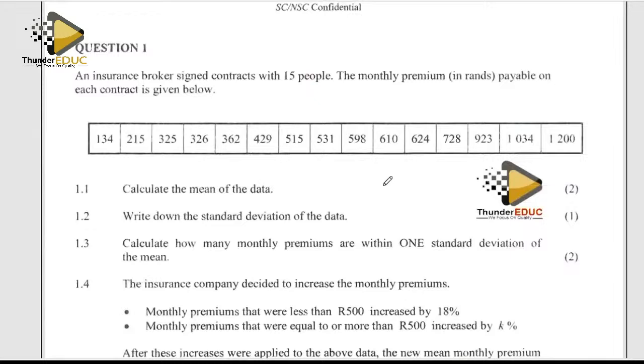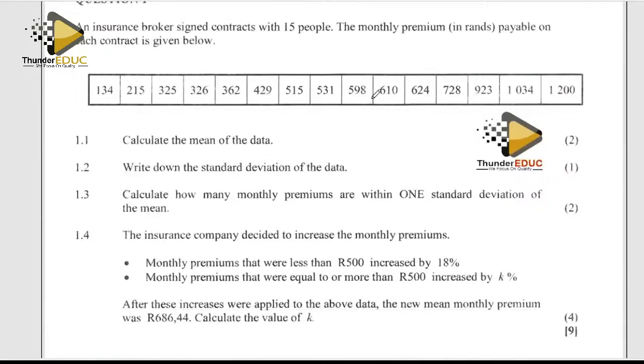One, which is the statistics that most people call data handling. Okay, so question one, they're telling us that an insurance broker signed contracts with 15 people. The monthly premium in rands payable on each contract is given as below. We have these amounts which are already arranged for us in order. Beautiful. Then they ask us to calculate the mean.